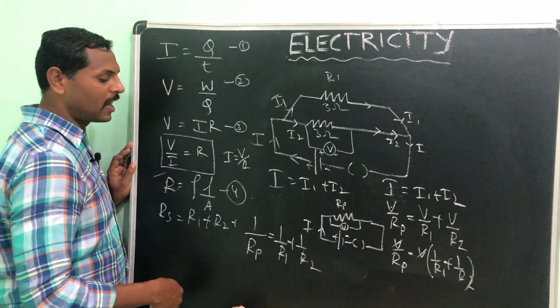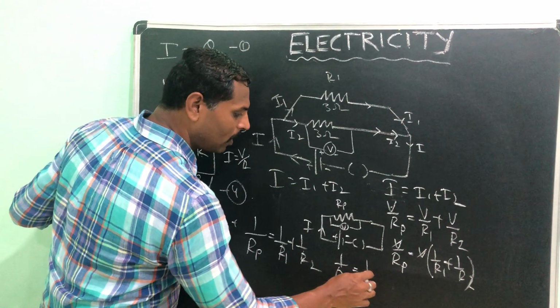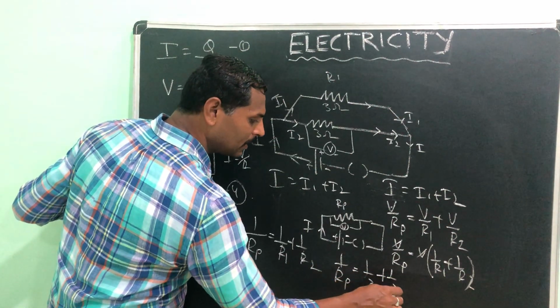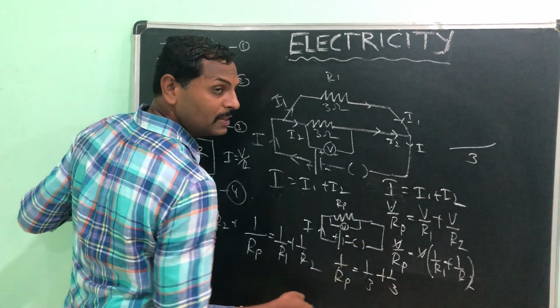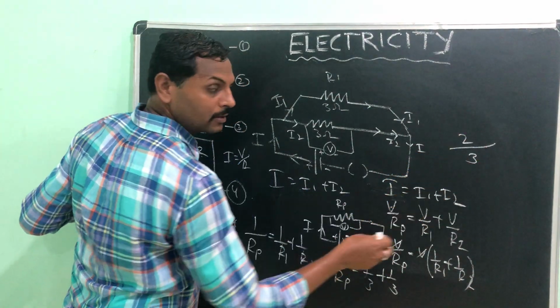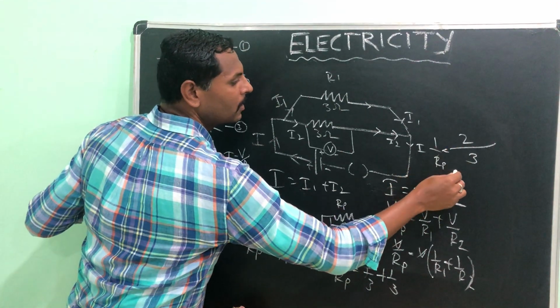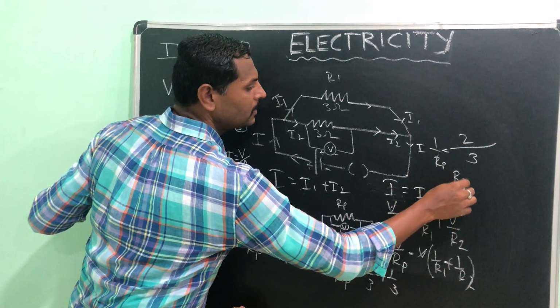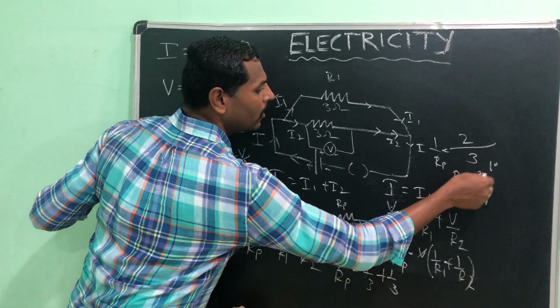Now you simply substitute the values in this. So 1 by Rp is equal to 1 by 3 plus 1 by 3, LCM is how much? 3 only, and what will be the total? 1 by Rp is equal to 2 by 3, Rp is equal to 3 by 2, and how much is left?